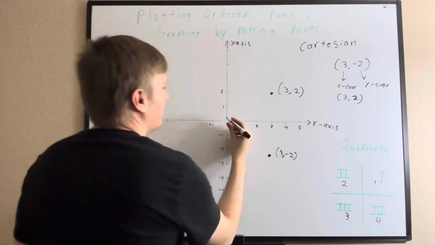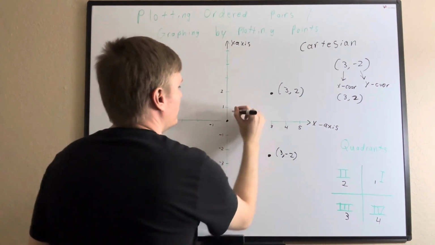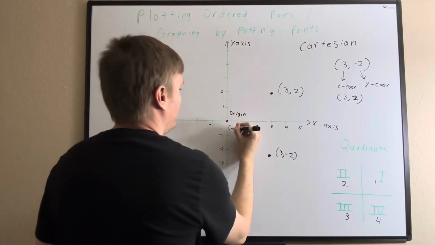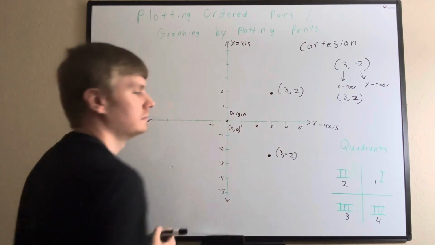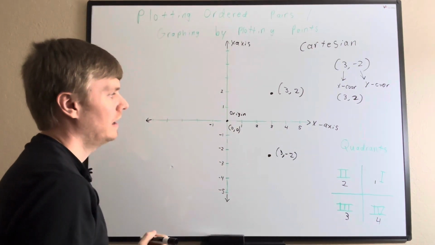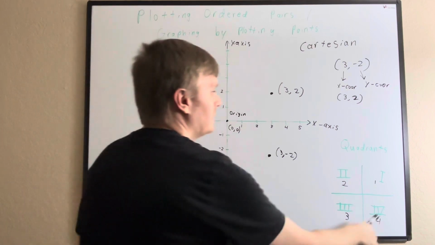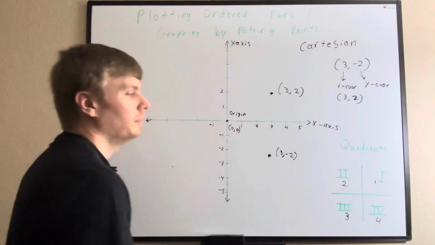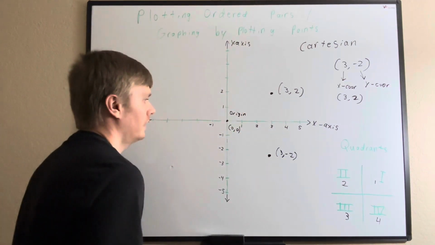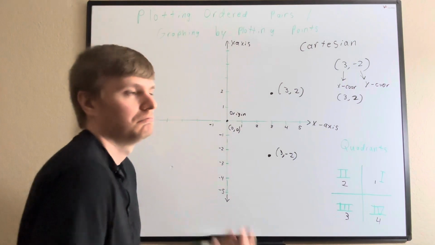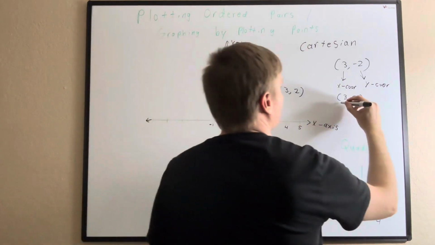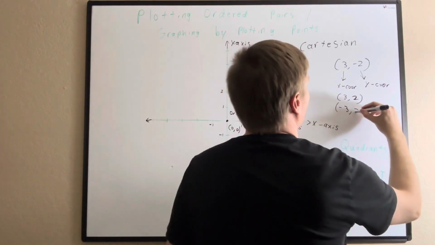I should also mention that this is called the origin, and it is the ordered pair 0, 0. I don't think it falls under any particular quadrant, but you might want to Google that. I mean, is 0 a positive number? Maybe. But anyways, let's continue.